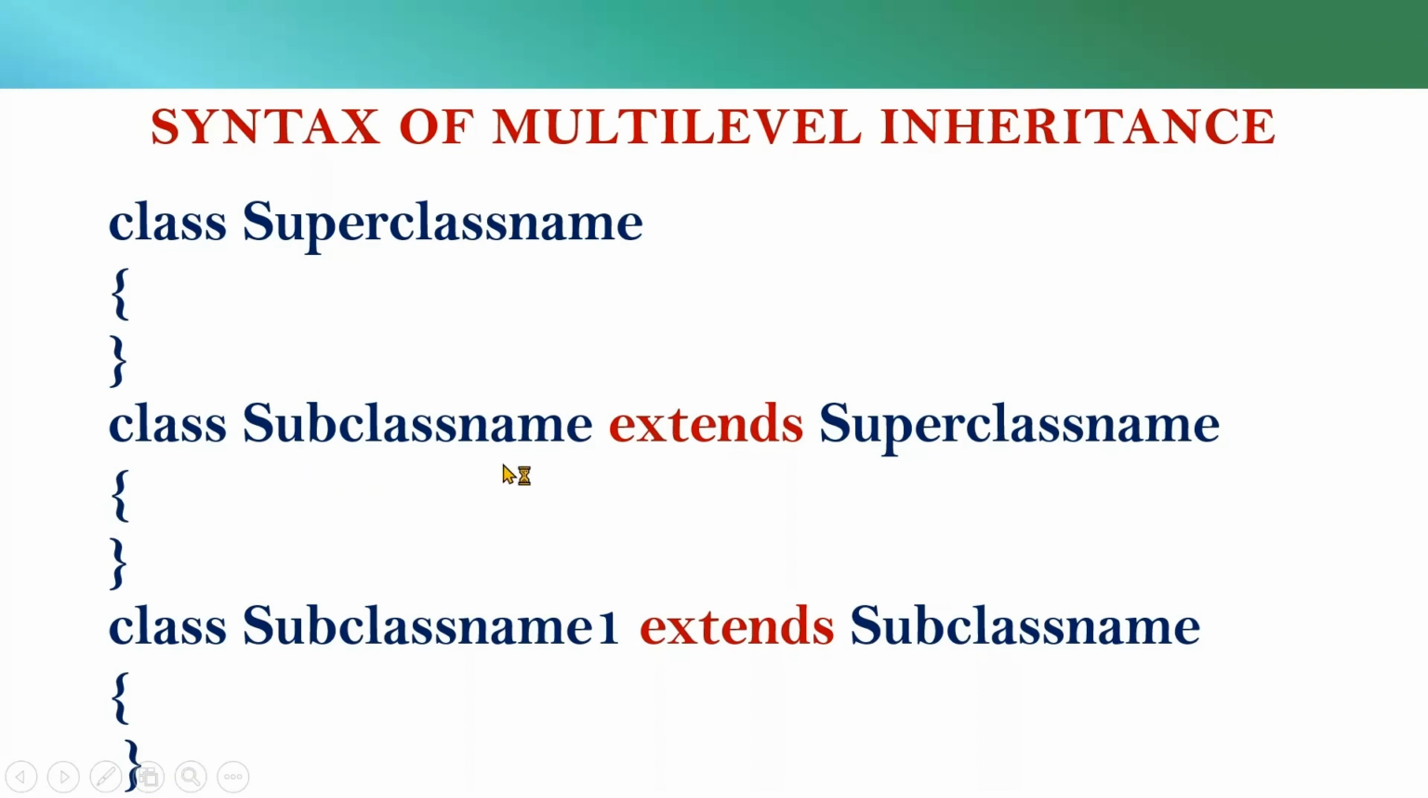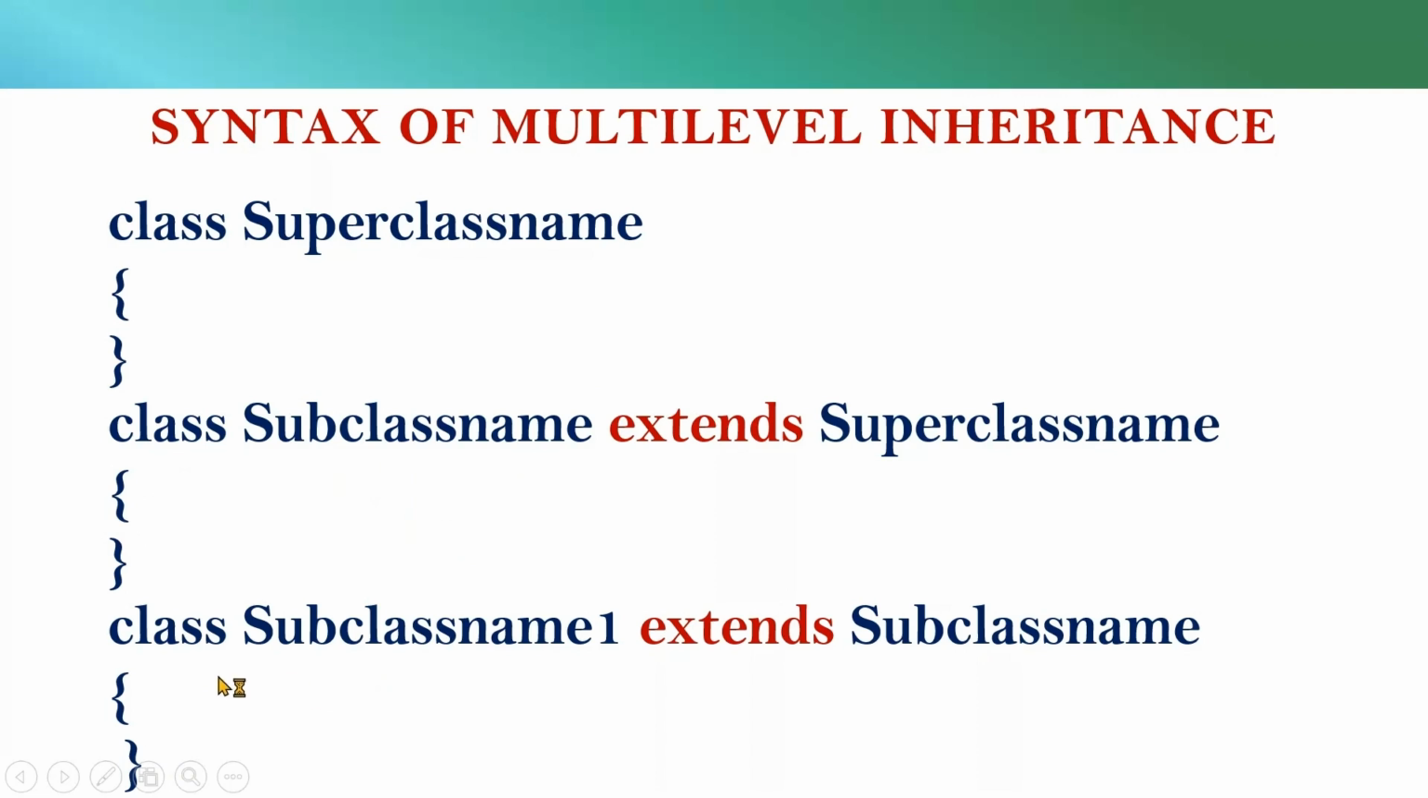So you write the subclass name. Then you write the extends keyword for inheritance. Then the superclass name, what you have already written, that we need to write. That means this subclass is deriving the features from this superclass. So this is called a derived class now. Now you write the instance variables and methods which are related to the subclass.